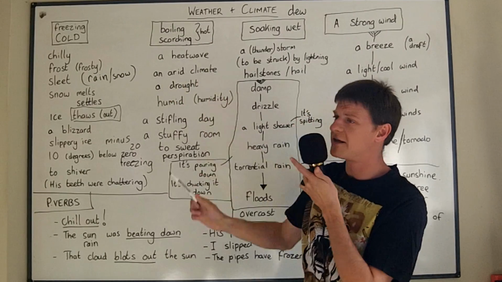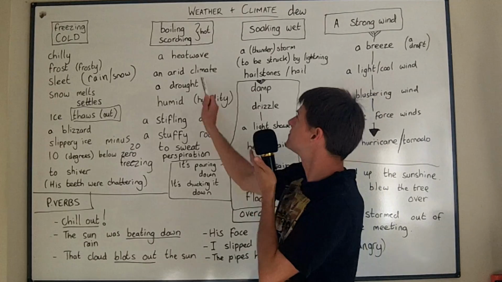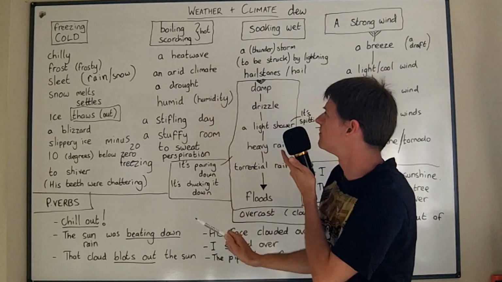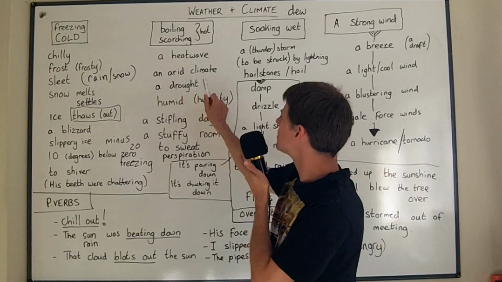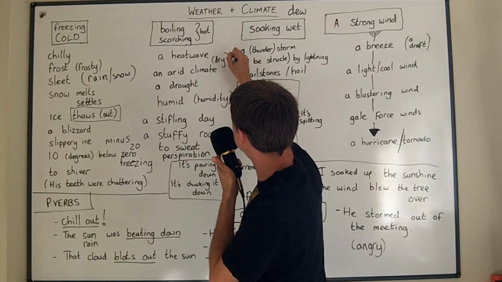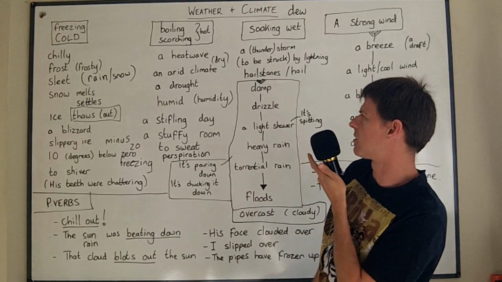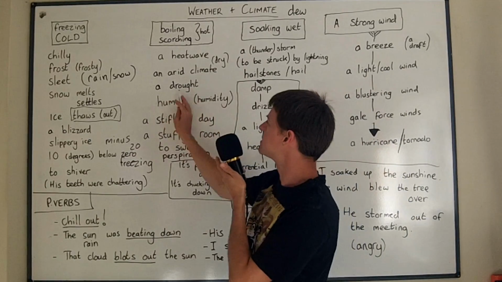If you have a heat wave, it's a sudden period of intense heat. So it's boiling hot, it's scorching hot for a few days or maybe for just one day. An arid climate is a dry climate. Arid is another word for dry, so not much rain in that climate. And if there's no rain at all, we call it a drought.